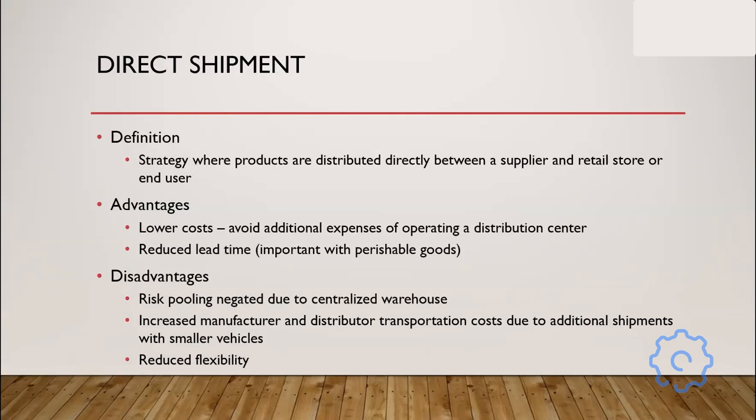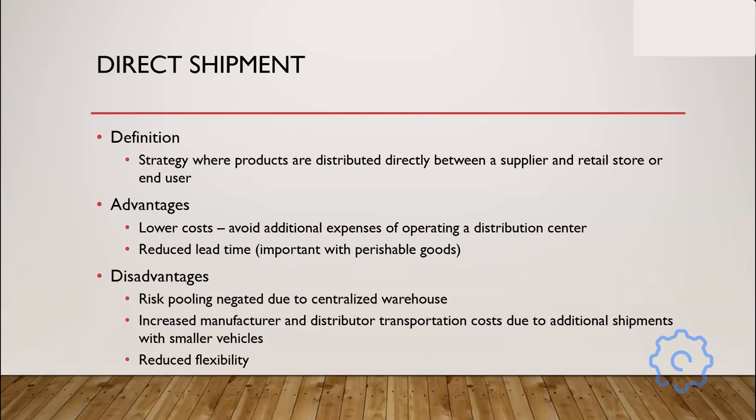So a direct shipment, as I mentioned, is a strategy where products are distributed directly between a supplier and a retail store or an end user. There are several advantages of this. The first one is low costs. If you're able to use a direct shipment, you're able to avoid additional expenses of operating additional distribution centers and the overhead of a warehouse and inventory within these distribution centers.